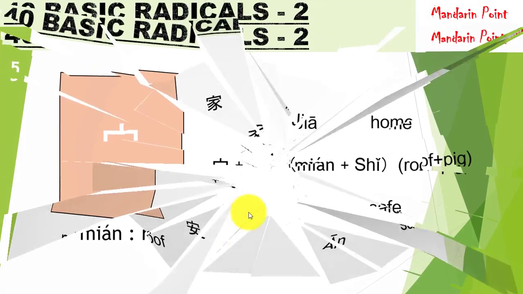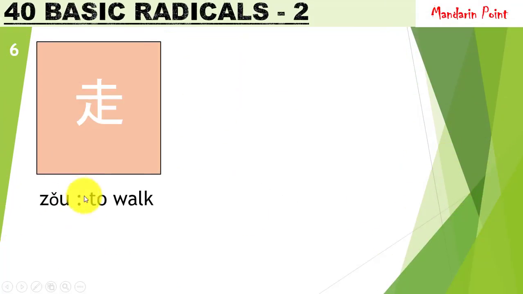The next radical is zou, to walk. This radical looks a little bit complex, so let's simplify it. It is basically composed of two characters, one on the top and one on the bottom. The top one is tu, which we have just studied. And this one is zhi, to stop. This written form is a shorter version of this zhi.